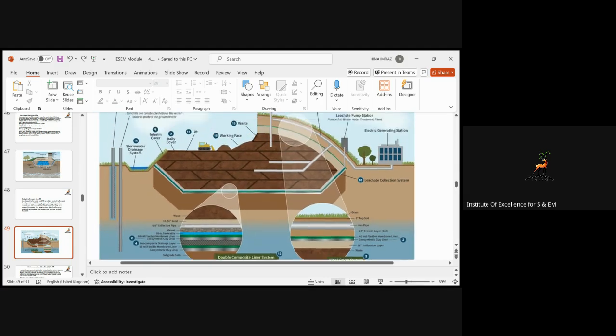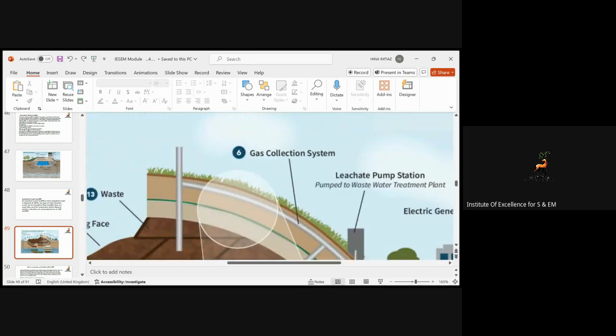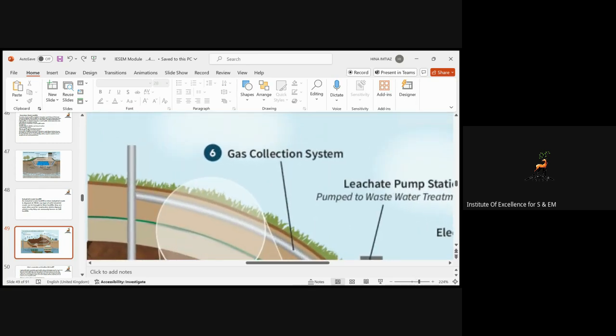And when you move towards the sixth one, which is the gas collection system. In the gas collection system, a series of pipes and pumps is used to collect and remove the landfill gases from the landfill.